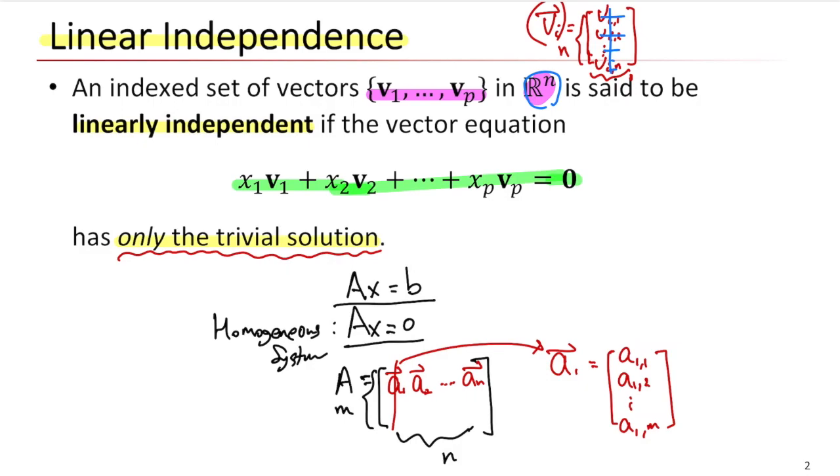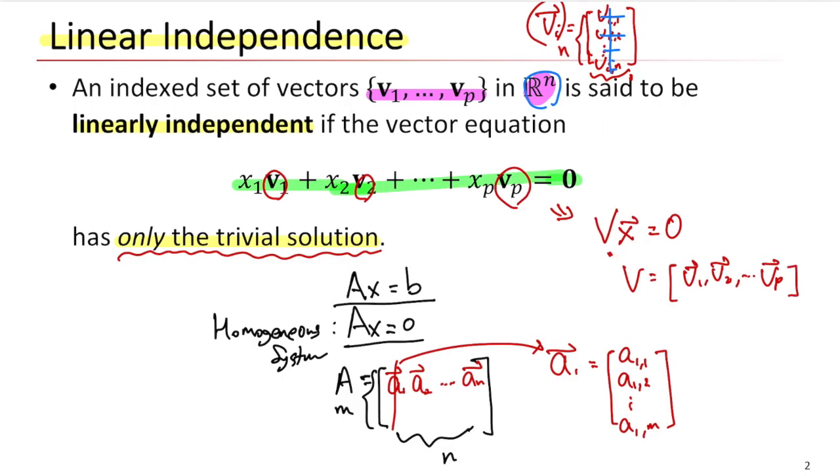Then what does it mean? Let's say v1, v2, through vp are the column vectors of some matrix, let's say matrix V, something like that. Then this vector equation can be represented as a matrix equation. Let's say V times vector x equals 0, right? When V is represented by v1, v2 through vp, right?